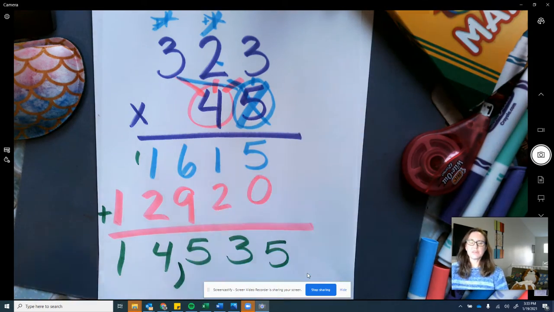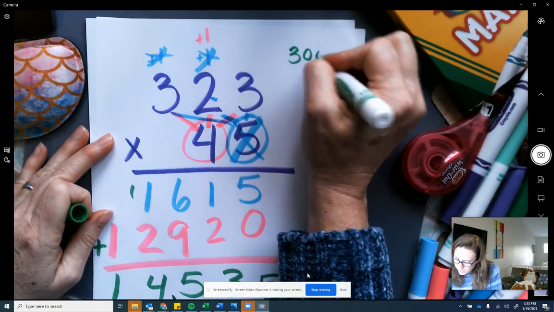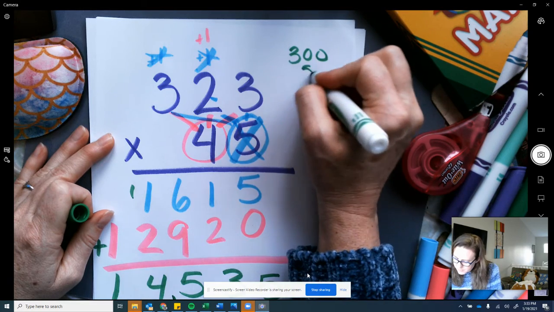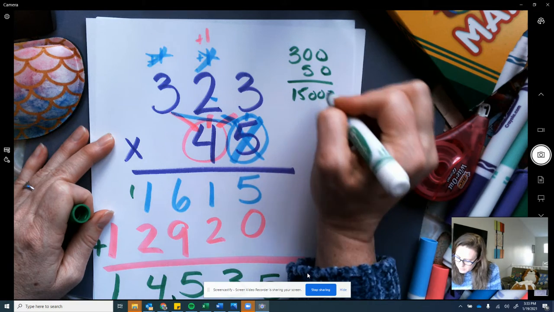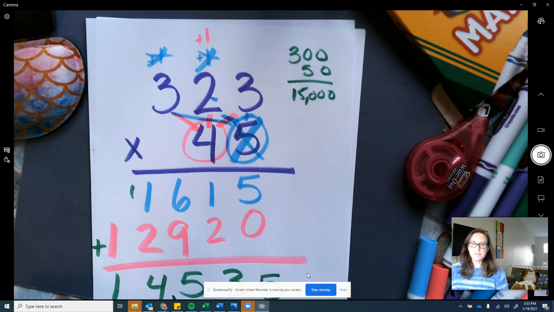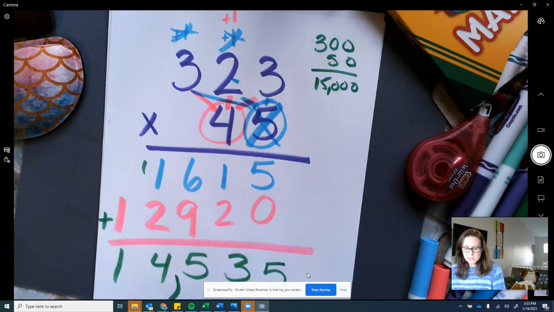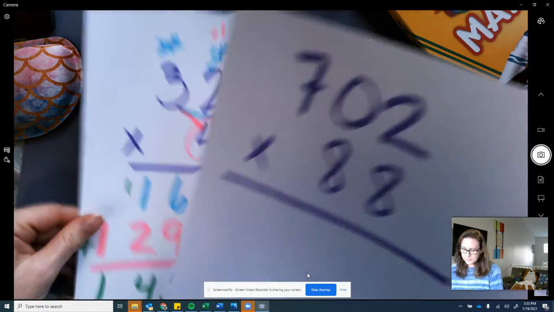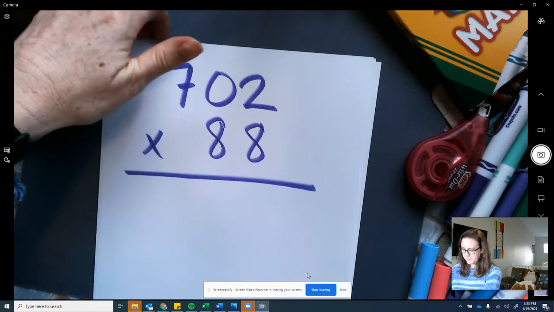Look what I forgot to do. I forgot to estimate. Let's see, what would I have done? I probably would have done 300 times 50. So I would have had 15, 1, 2, 3. I would have estimated 15,000. Okay. Last one. Go ahead and write it down and solve it.